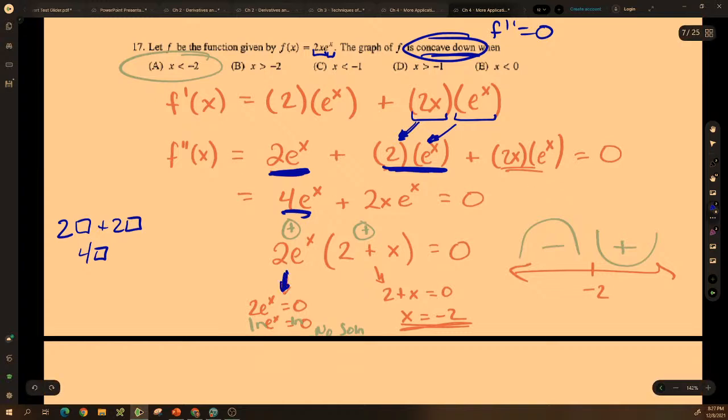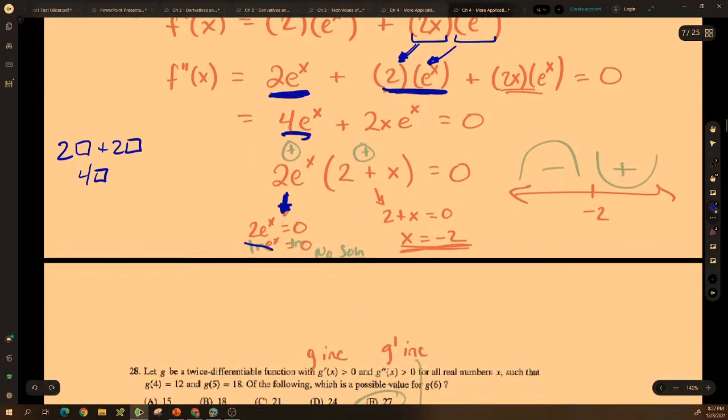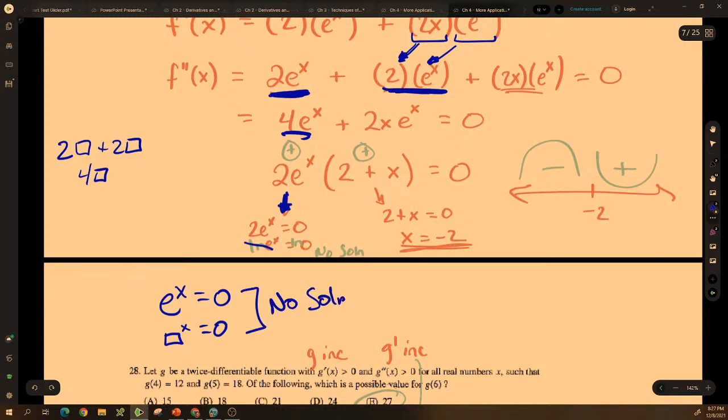So when I set 2e to the x equal to 0, I can divide by 2, I get e to the x equals 0. In order to cancel out e, I take the ln of both sides. And the ln of 0 does not exist, so I get no solution. This is actually pretty key. e to the x equals 0, or really anything to the x equals 0, will always have no solution. It never ever happens, right?